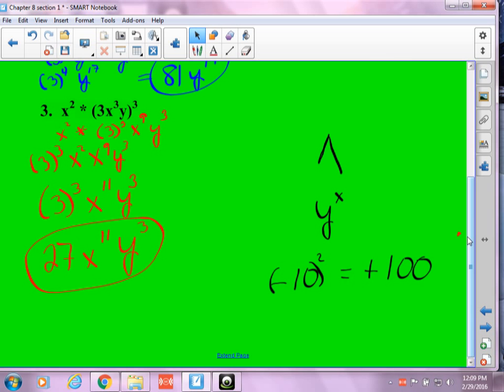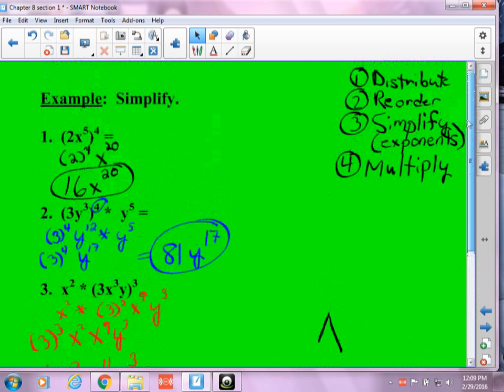When you do these problems, make sure that you follow those steps. If you don't follow those steps, it becomes very confusing quickly. And we add more rules tomorrow. Okay? Any general questions? All right.